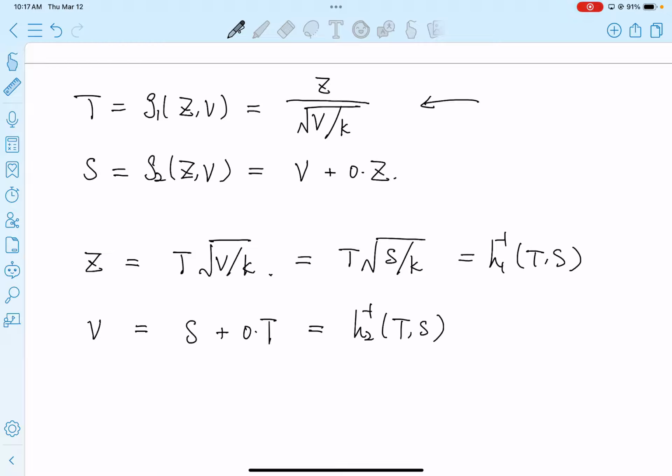Any question up to this point? Yes. So why did we pivot from having s equals v plus 0 times z to v equals s plus 0 times v? I get that they mean the same thing.